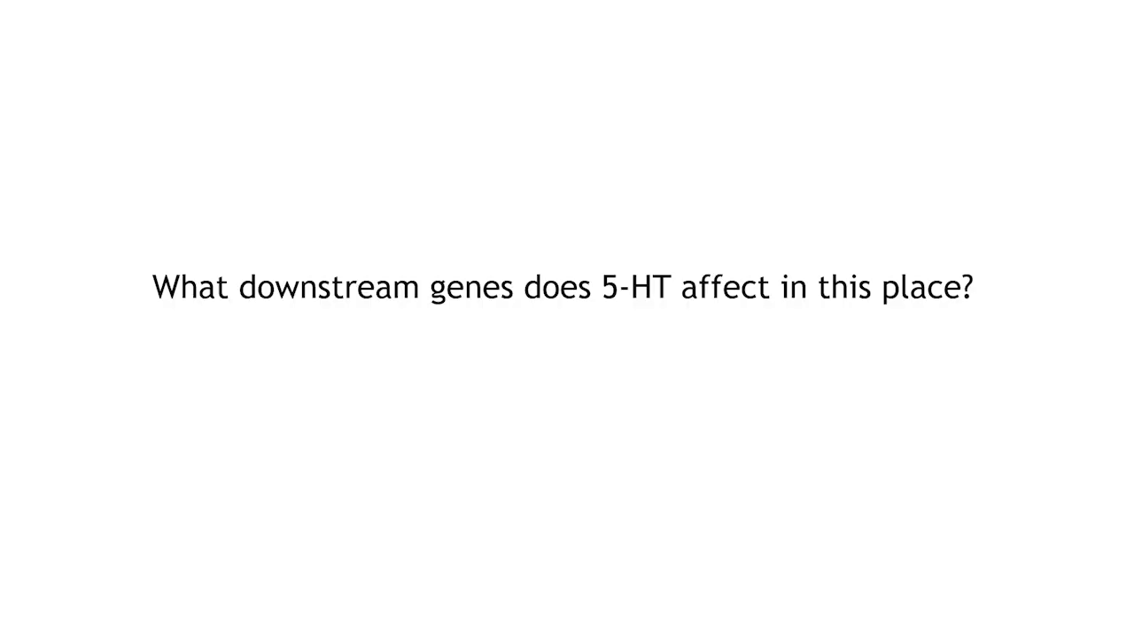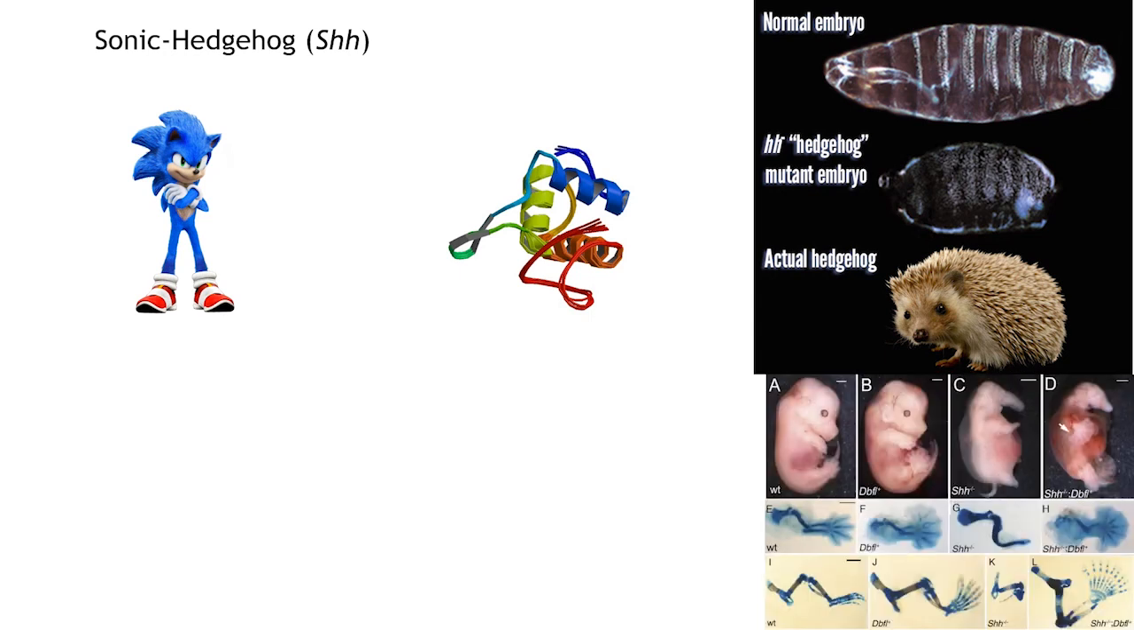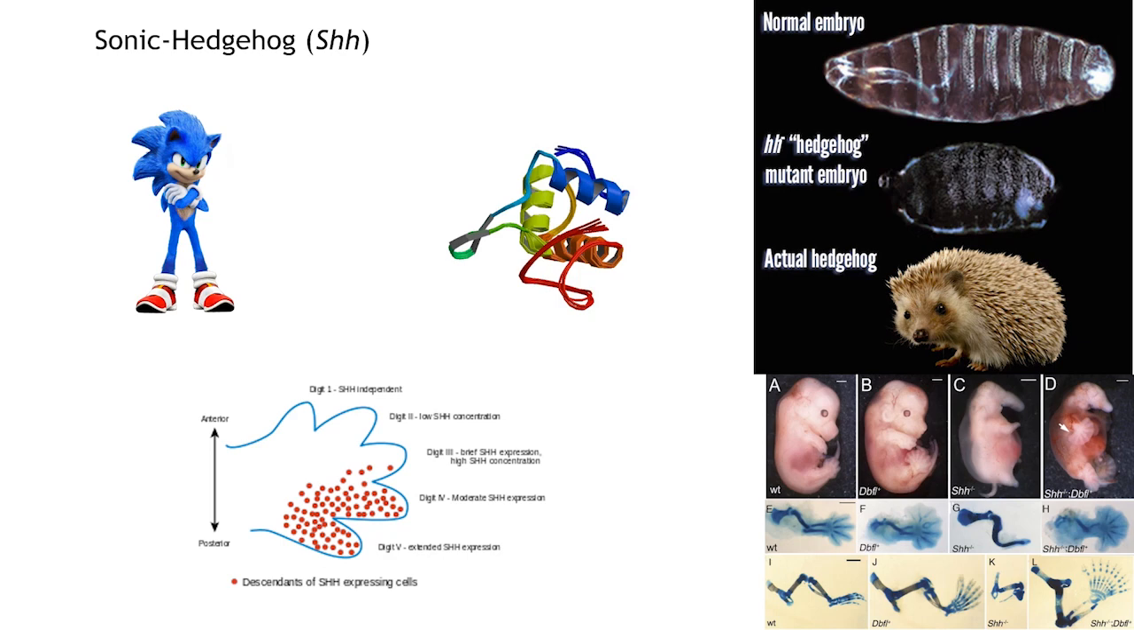And the last question this paper answers is what downstream genes serotonin affects in the right ventral cell. And the answer is at least sonic hedgehog, which is a gene that is well known for its important role in organ development, and especially the development of extremities.